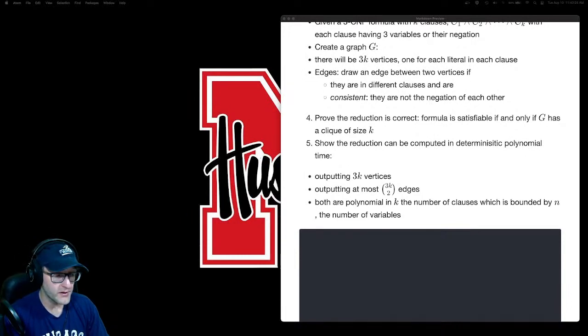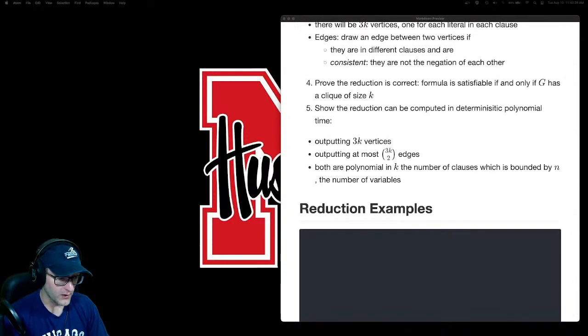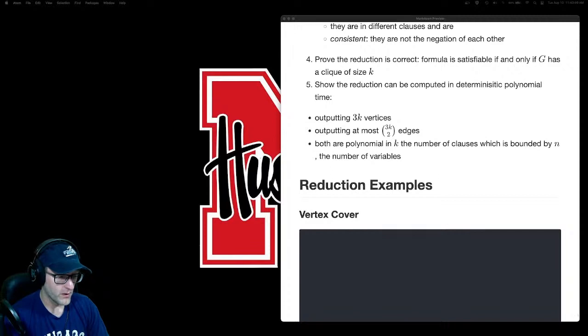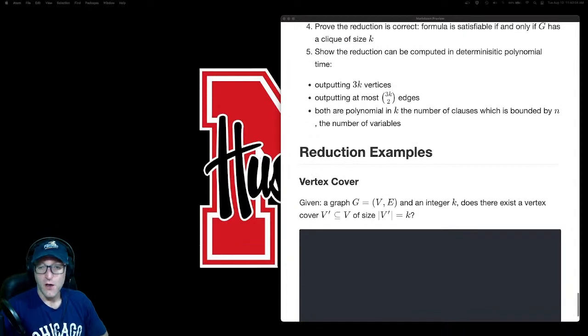But what I want to do is show something a little bit more substantial. That's our first example. Let's look at another example. We've got independent sets, and let's go with vertex cover. So hopefully you remember vertex cover from your midterm, I believe. Given a graph G and an integer k, does there exist a vertex cover of size k?